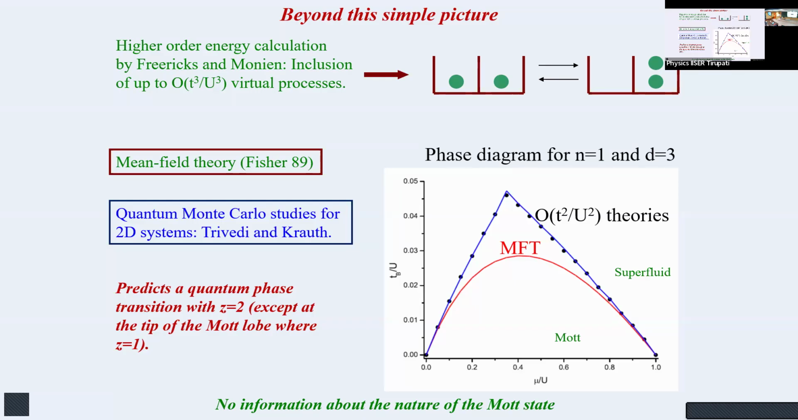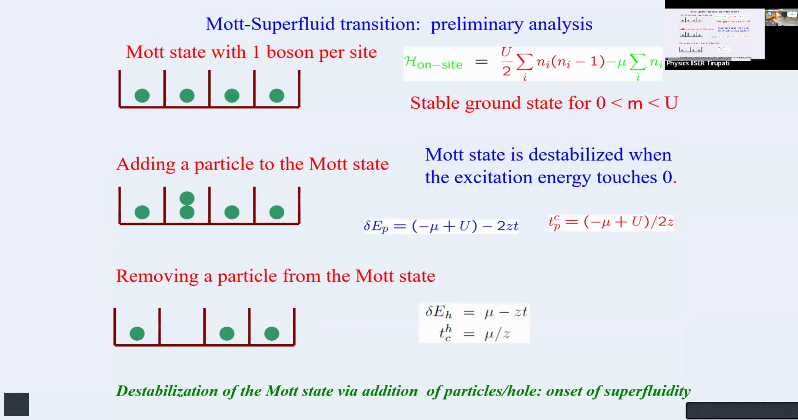They have considered mean field theory, which was done by Fisher first in '89, and then TVR wrote a very nice paper on this. Quantum Monte Carlo studies were done by Nandini Trivedi and Krauth. And all of this essentially tells you that this model has a phase transition. And for people who know about quantum phase transitions, this has a dynamical critical exponent of z equals 2, except at the tip of the Mott lobe. Okay, at the tip of this Mott lobe, these two hoppings are the same. Okay, that's where the tip is.